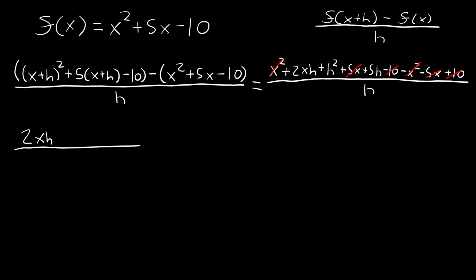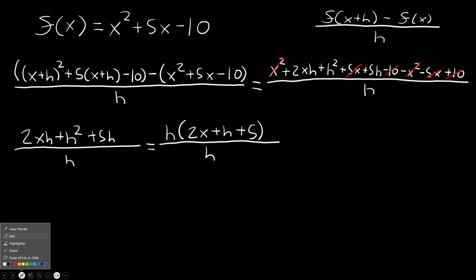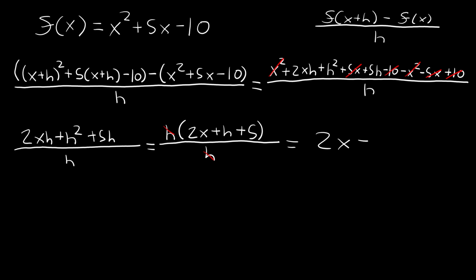Two xh plus h squared plus 5h all over h. All these terms have h's, so we'll factor out an h. And we can cancel these h's. And we'll be left with 2x plus h plus 5. And that is your answer.